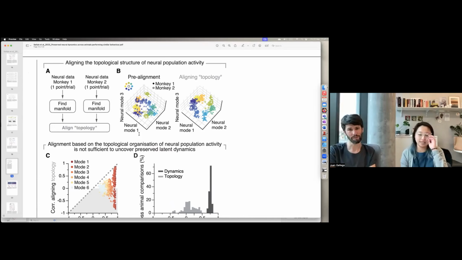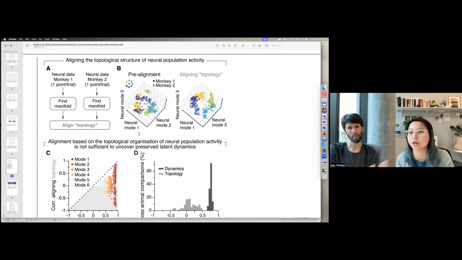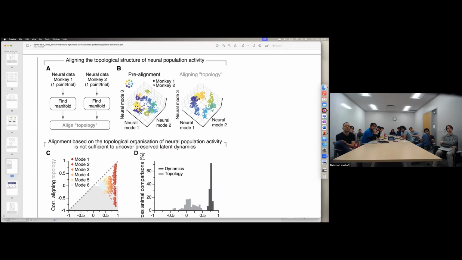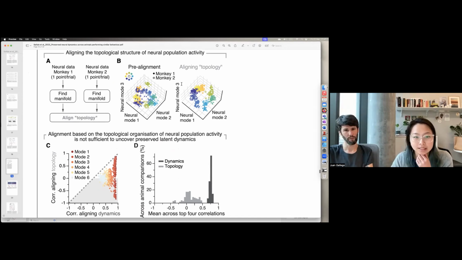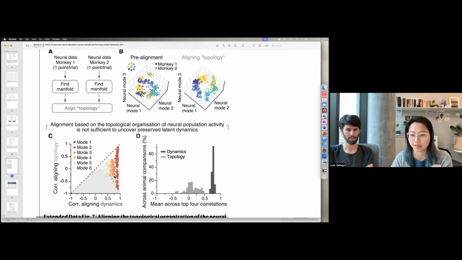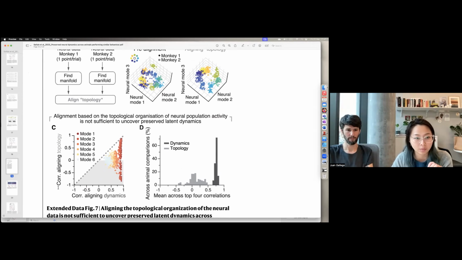But yes, so what we did here was essentially, what if we took away the dynamics completely? So instead of looking at the time variant dynamics, for each trial we just found the mean of the activity in neural space. And here you can see, if we just align the topology, which is purely the geometry and not the dynamics, then you lose a lot of the information. So here we can see when we look at the canonical correlations, when we're aligning the topology versus when we're aligning the dynamics.